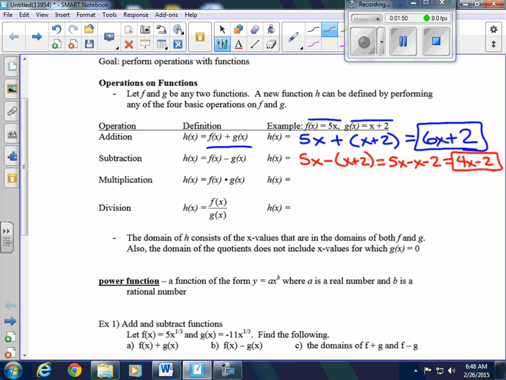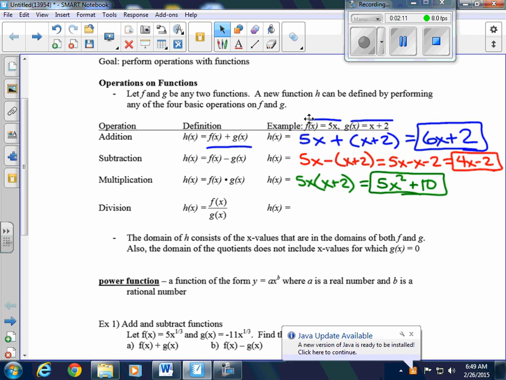Multiplication. Again, we're going to do the same thing. We're going to multiply the two functions together. So we're going to have 5x times x plus 2. And in this case, we're going to use the distributive property. 5x times x is 5x squared. 5x times 2 is 10x. And so we have 5x squared plus 10x.